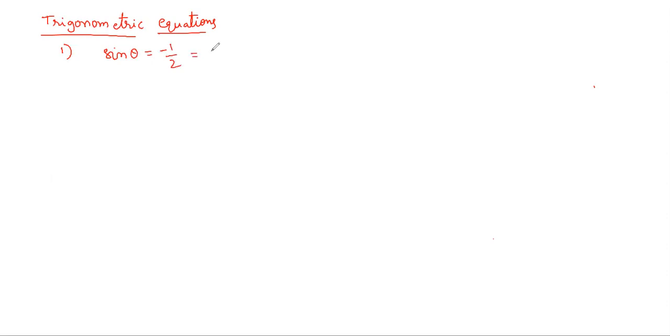So sine negative, you can write in the third quadrant as well as the fourth quadrant. Third quadrant: pi plus pi by 6, which is 7 pi by 6. Or you can write the fourth quadrant angle in the clockwise direction, that is minus pi by 6. So in the options we have minus pi by 6. So the principal solution is equal to minus pi by 6.